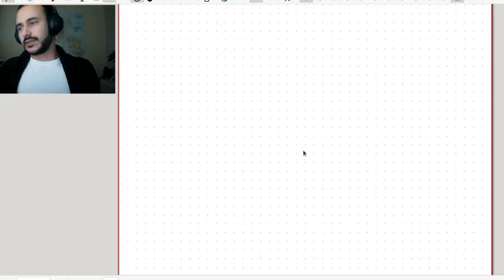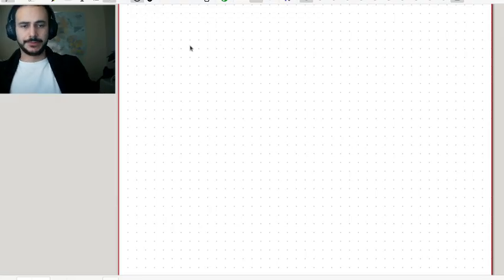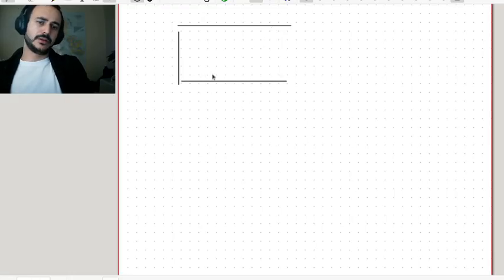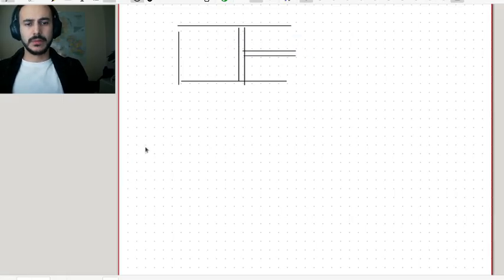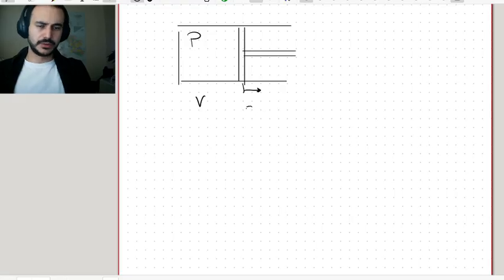Okay, so now let's finally introduce reversible work. As usual, let's think of our expansive system with a piston here. Imagine the pressure inside is P, the volume at this stage is V, and imagine the gas pushes the piston a little bit out by an infinitesimal amount, a differential dz.